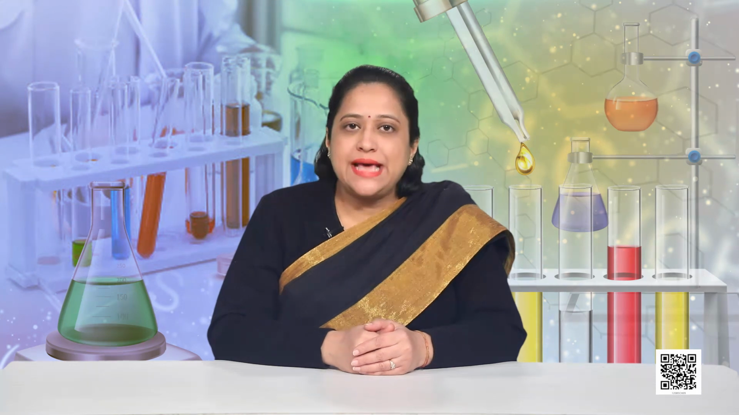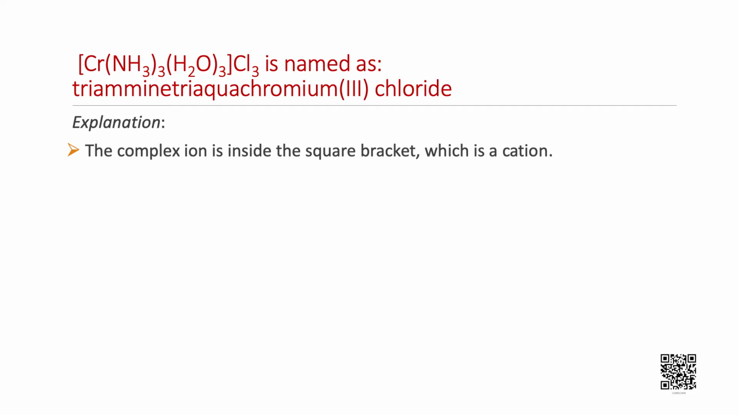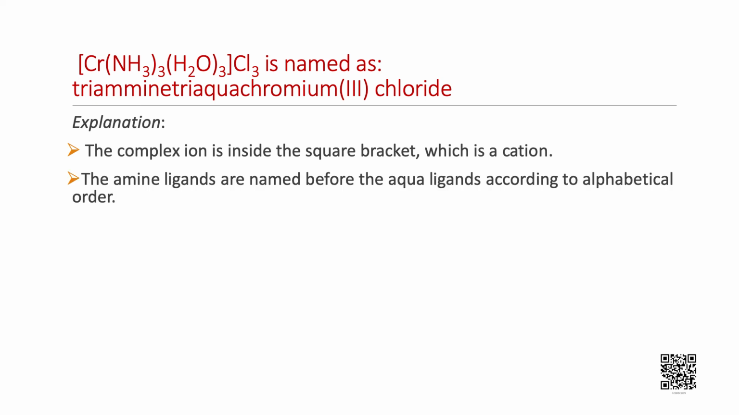The following examples illustrate the nomenclature for coordination compounds. In the first complex given here, it is named as triammine triaqua chromium(III) chloride. Let us understand how we have named this complex. The complex ion is inside the square bracket, which is a cation. The ammine ligands are named before the aqua ligands according to the alphabetical order.